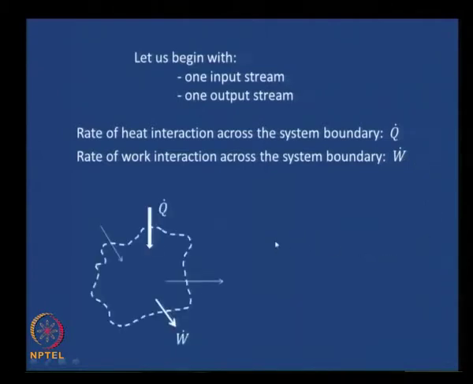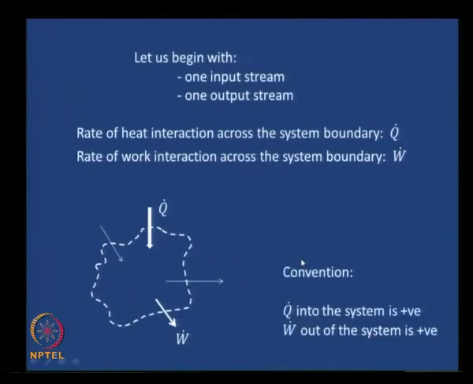So if we use this to represent our system, this is a system which could be anything, which could cover very many real life aspects of a bioprocess plant, or it could even be a conceptual one. We said we will consider one input stream and one output stream, and this is our heat interaction here, and this is our work interaction which cross the system boundaries. And as we all know, there is a convention to be followed, and the convention that we are following in this course is that the Q, the heat interaction into the system, is positive and the work interaction out of the system is positive. So as written, both these are positive.